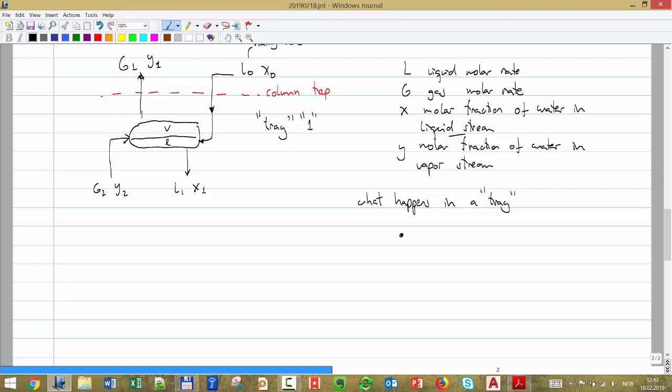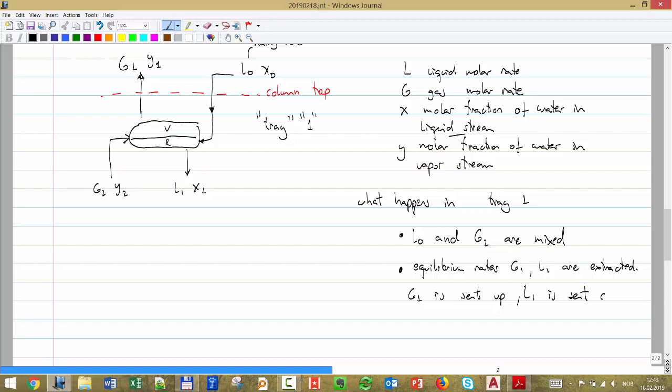What happens in a tray? First, in tray one, we're looking at the first tray. L0 and G2 are mixed. They are joined together in a vessel and they are mixed. Then, at the equilibrium rates, G1 and L1 are extracted. G1 is sent up, and then L1 is sent down. So I take the stream coming from above and the one coming from below, mix them, and then I take whatever I find at equilibrium and send it up and down. The liquid goes down and the gas goes up.